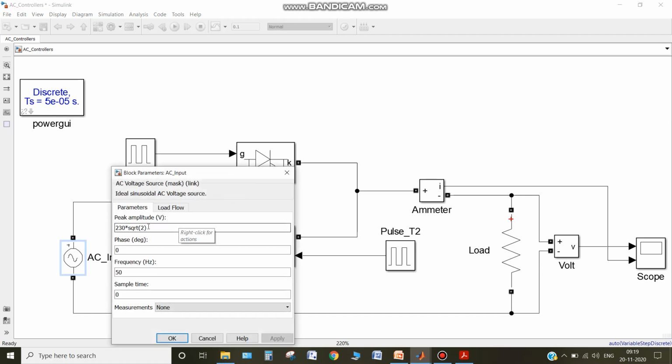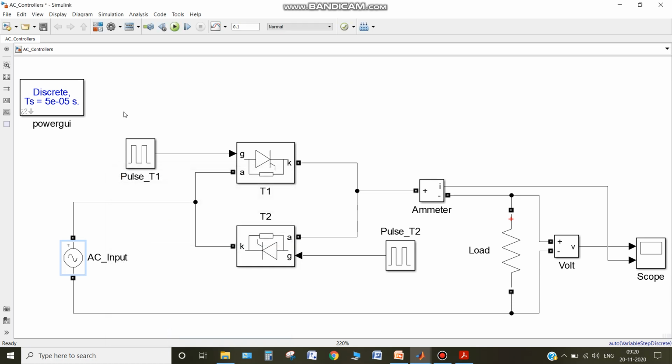Here you can see the AC input we have selected. This is MATLAB version 2016. The RMS value of the voltage is 230. If we multiply by square root 2, we get the peak value, so it is accepting the peak amplitude of the voltage. The phase we are taking as 0, so it starts at t equal to 0. The frequency of the input AC we have selected is 50 hertz. These are the parameters we have set for the input source.